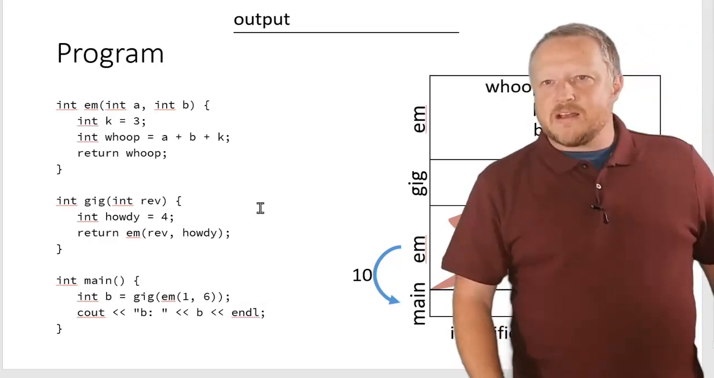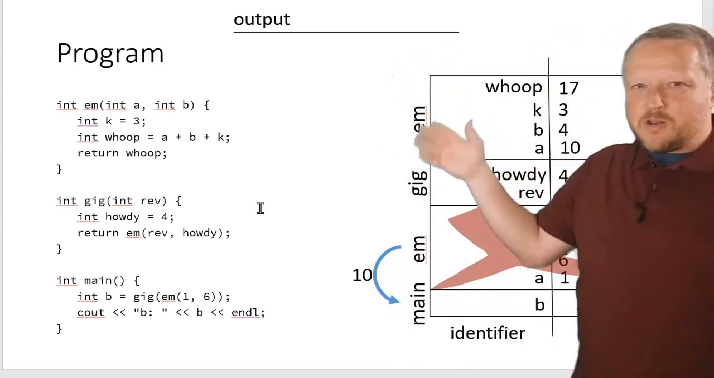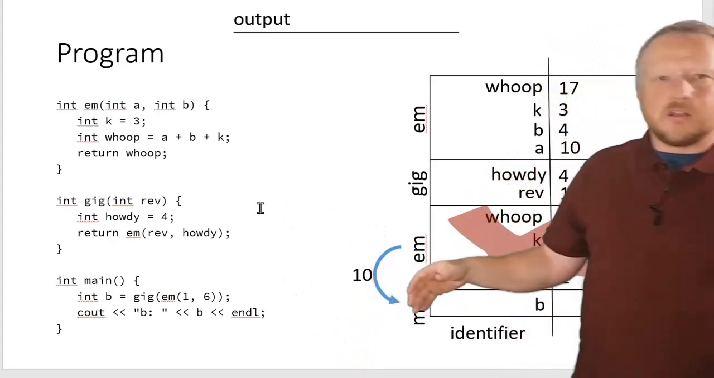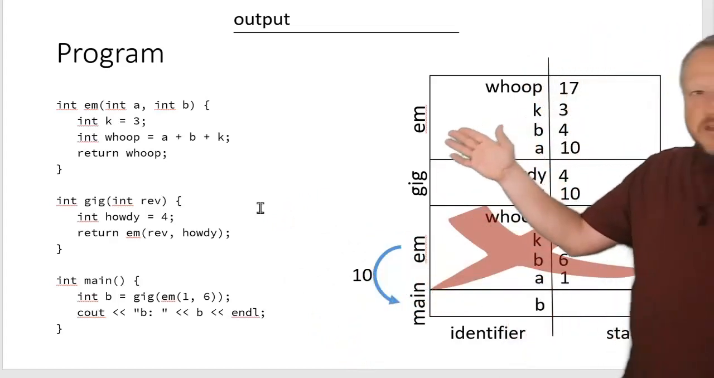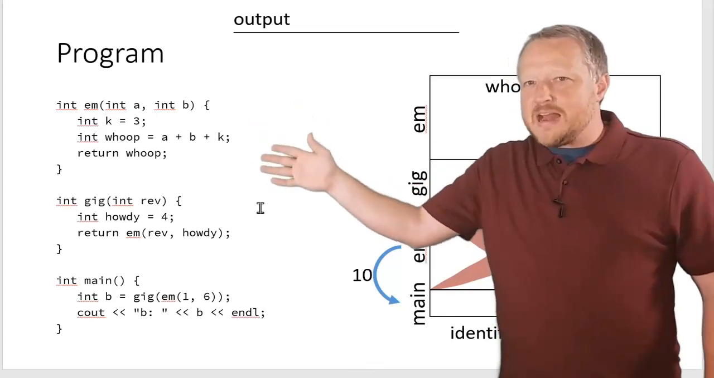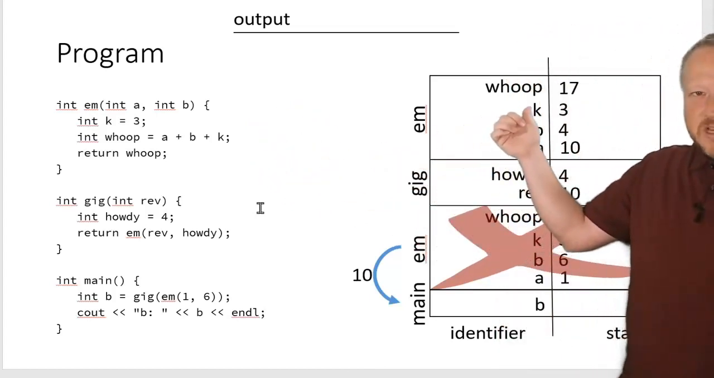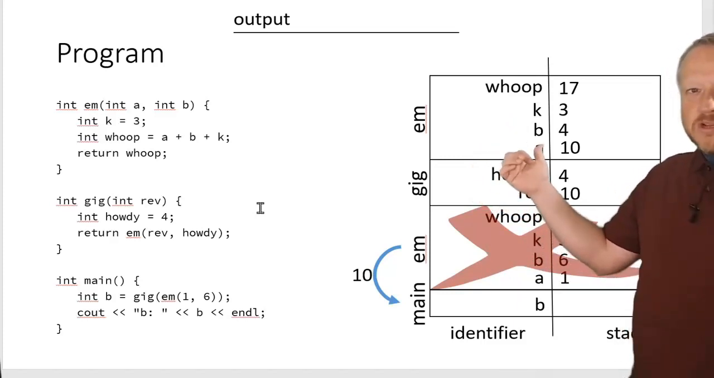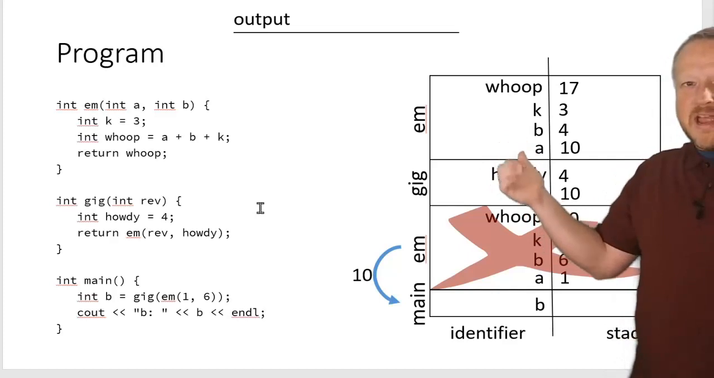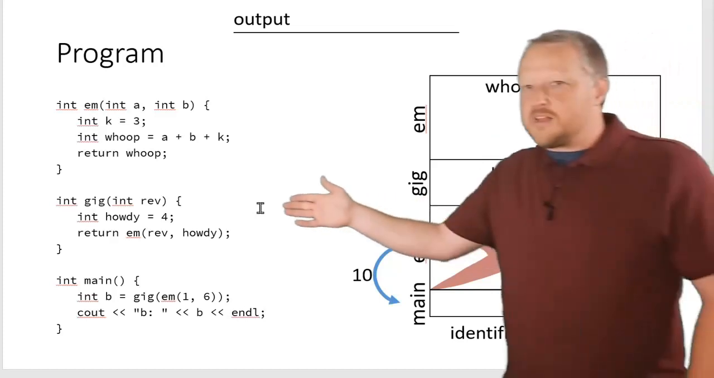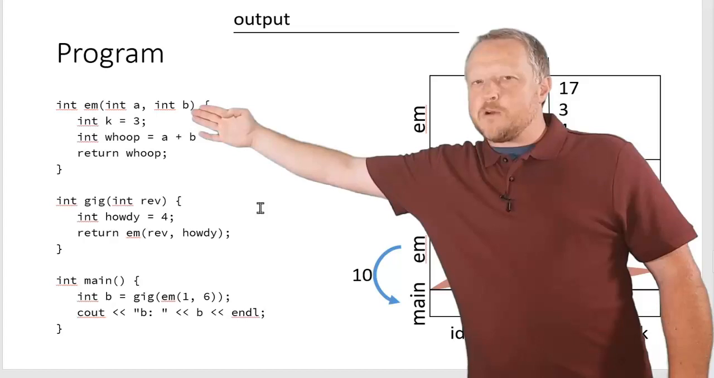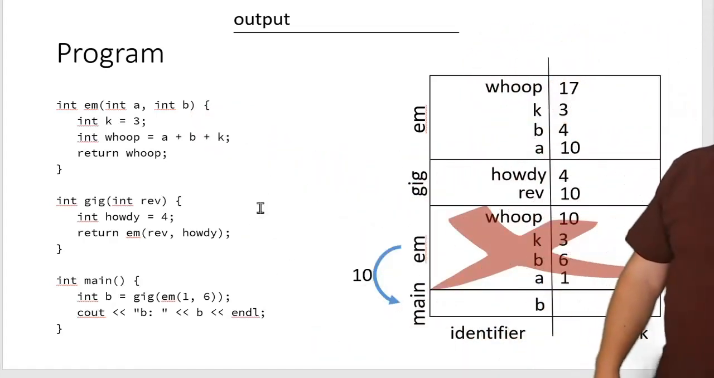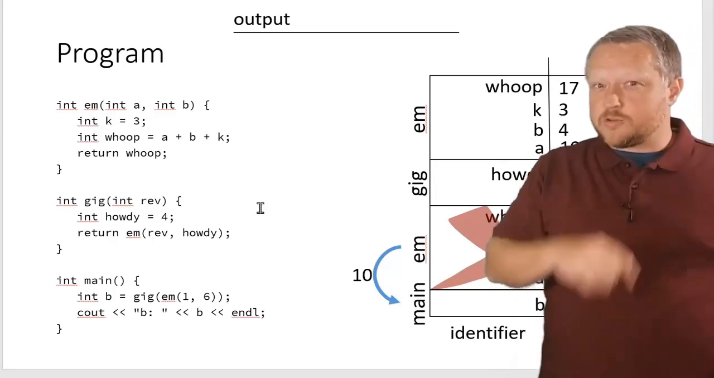So when we have that, we're going to have another call to m. Notice gig's not done yet because it's waiting for m to get done. In this one, with all the variables added up again, whoop ends up equal to 17, k is 3, b is 4, and a is 10. By the way, notice that 4 and 10 are named differently. They're b and a. They were howdy and rev, but they are passed in as the formal parameters, so they're renamed in that order of 10 and 4. Notice I almost screwed it up too.